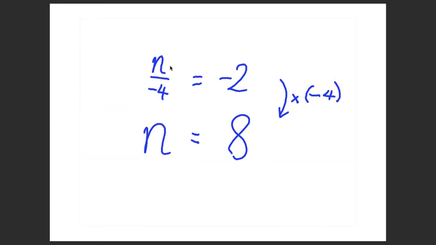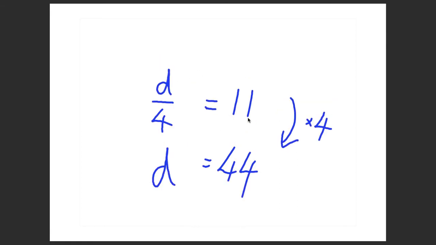Here's another one. n divided by minus 4 equals minus 2. I don't want n divided by something. I want a whole n. So I need to multiply it by the minus 4 to make the fraction disappear. So if I multiply by the minus 4 in the fraction, I get a whole n. But I've got to do the same thing to the other side as well. So minus 2 multiplied by minus 4 gives me plus 8. So n equals 8 in that case, having multiplied both sides by minus 4.